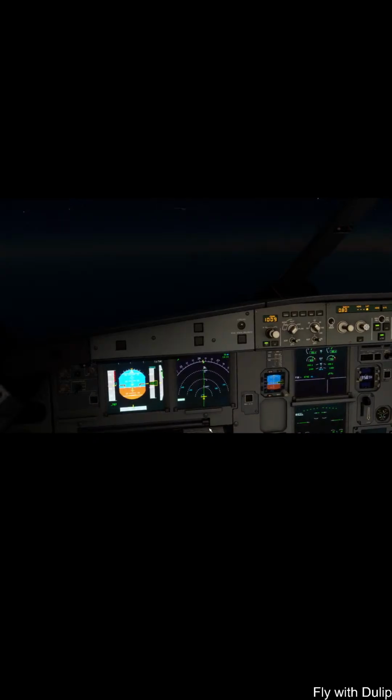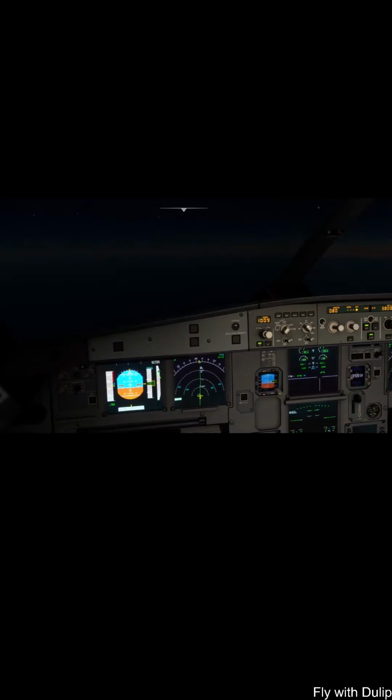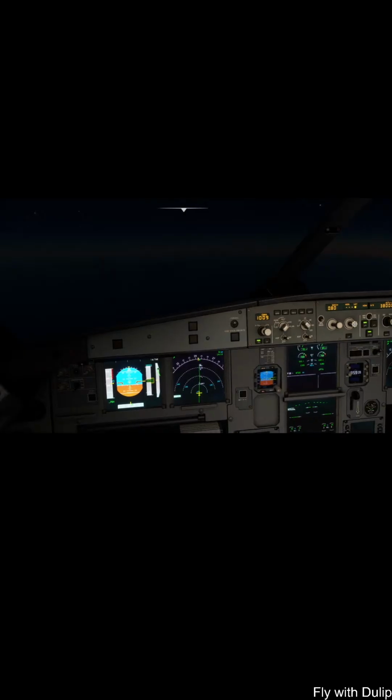SriLankan 103 currently passing flight level 340 for 380. SriLankan 103 identified, climb flight level 380, proceed direct HOKEY. Climb flight level 380, proceed direct HOKEY, SriLankan 103.